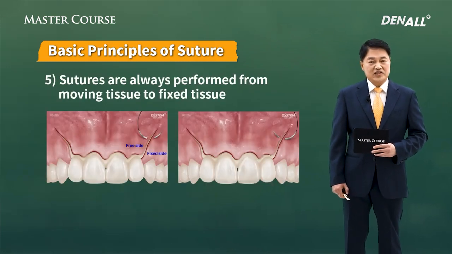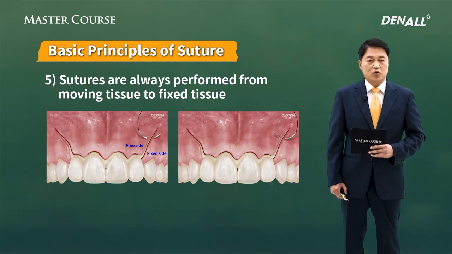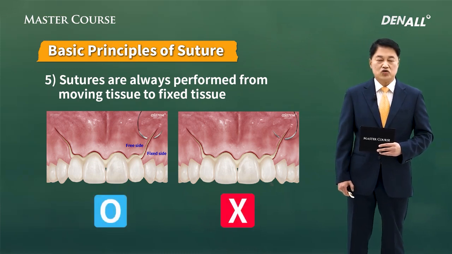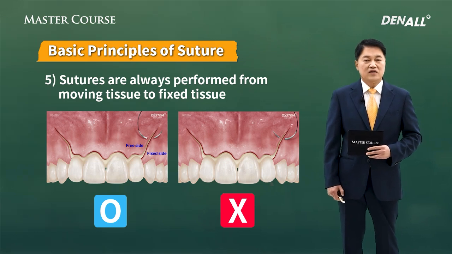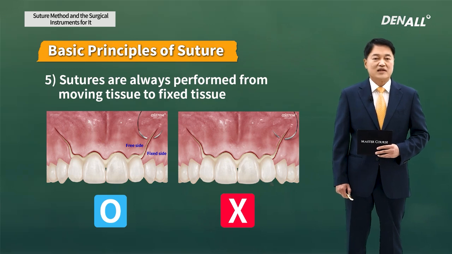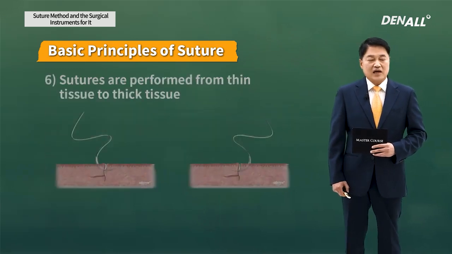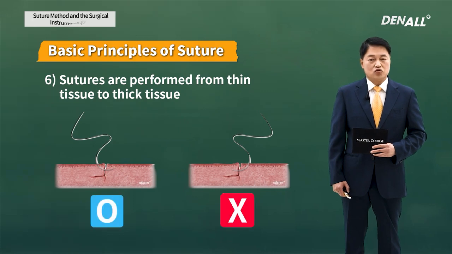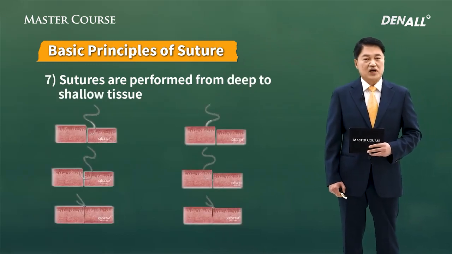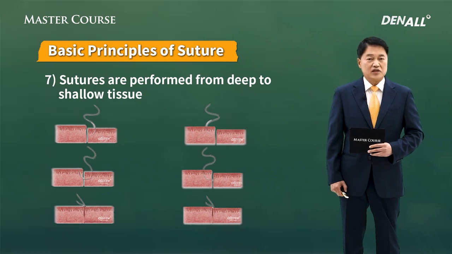Fifth, when you open the flap, the suture always needs to be performed from the moving tissue to the fixed tissue. If you go in from the fixed side first, you could tear membrane. So always go in from the free side and go out through the fixed side. And if possible, sutures need to be performed from thin to the thick tissue. And also, in case of the layered flaps, sutures need to be done from deep to shallow tissue.